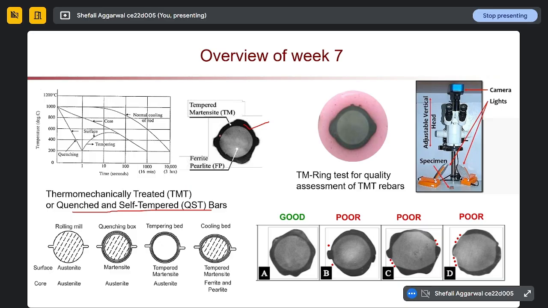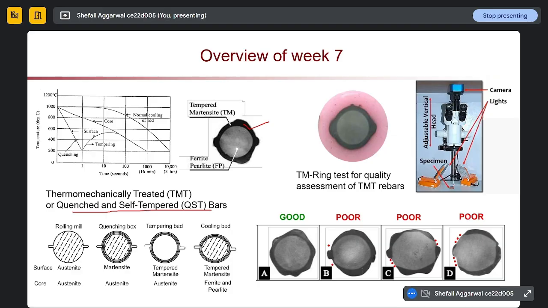So how to check if a TMT rebar is of good quality or poor quality? There is a test called the TM ring test. In that test, we cut a cross section of our rebar, immerse it in epoxy, and then clean the surface fully. And then we are using this normal setup, or you can see visually also.